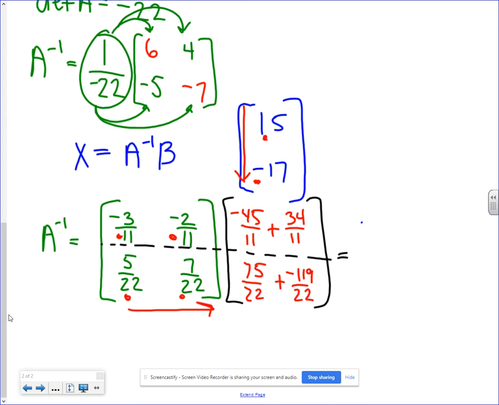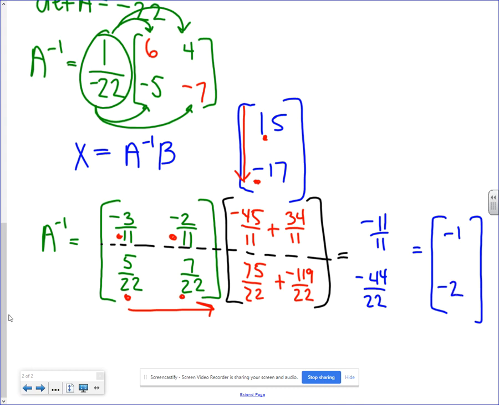Equals negative 11 over 11, which is just negative 1. 75 over 22 plus negative 19 over 22 equals negative 44 over 22, which is negative 2.